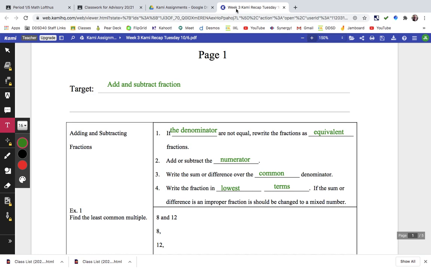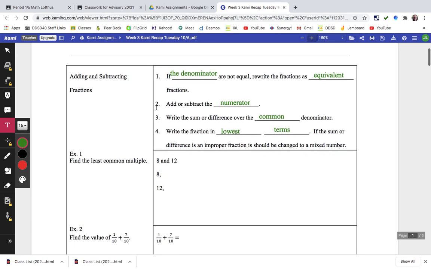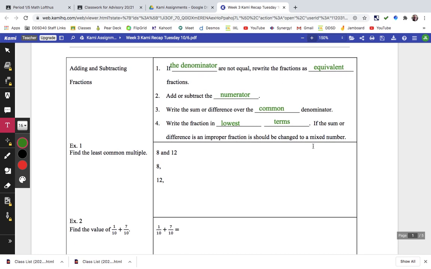Okay, so we did the first part of this, which is to fill in. We didn't really spend time filling this in, but the target is add and subtract fractions. And this just says that if you don't have a common denominator, if the denominators are not the same, then you need to find an equivalent fraction so that the denominators are the same. And then you add the numerators and put the sum over the common denominator and then simplify it.